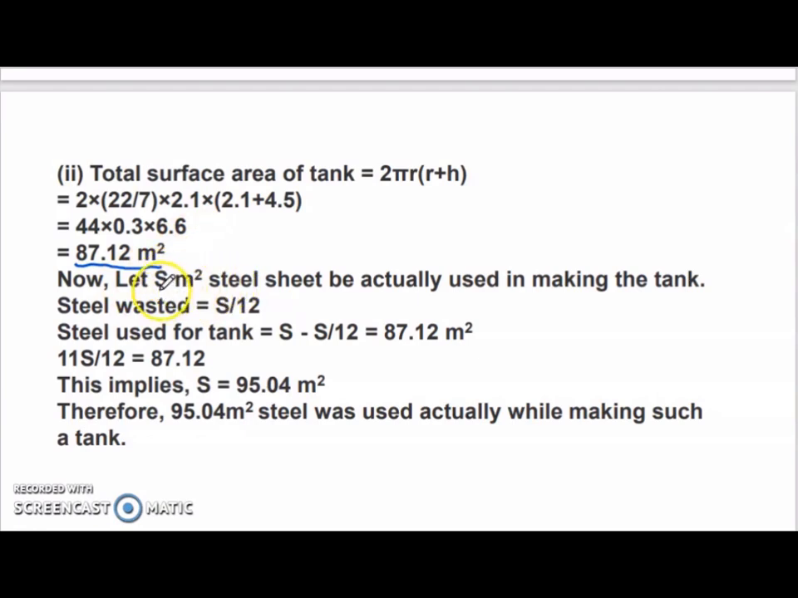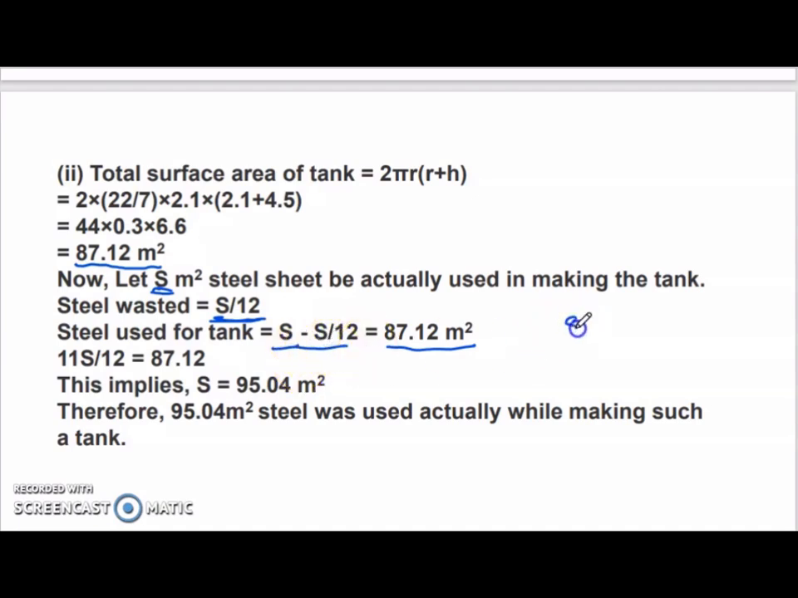So let us assume that capital S we are taking as the surface area of the steel sheet that was actually used in making the tank. That means more than 87.12 was actually used. Though this much only surface area was required, but more than this was used. And how much more? S by 12 was wasted, 1 by 12th of this. So S minus S by 12 is equal to 87.12. Then you will solve this and find.